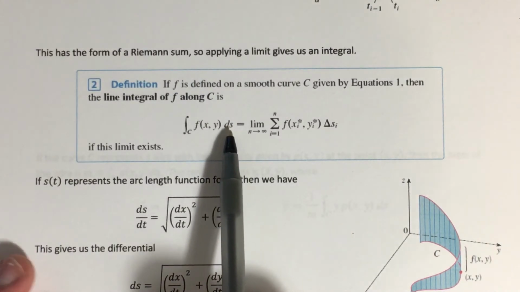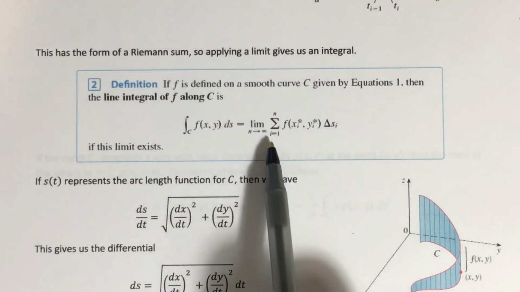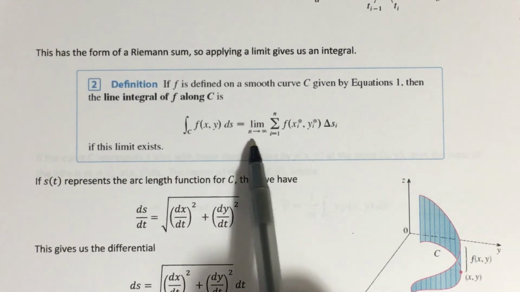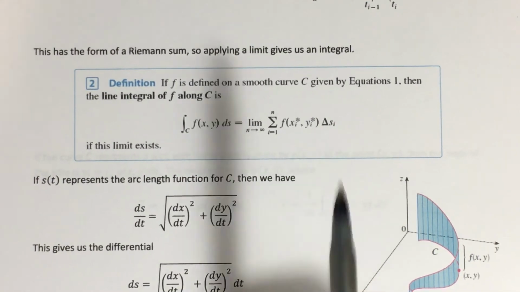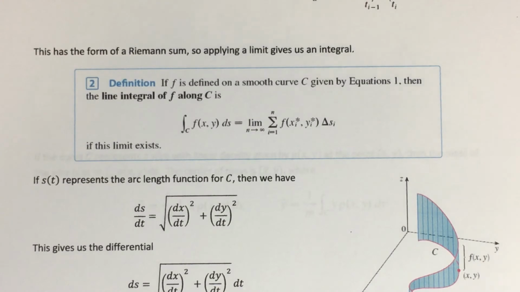This is important. We do a lot with this idea of the differential with respect to arc length. In fact, we'll do a little bit right after this definition. But this integral comes from the limit as n goes to infinity of that Riemann sum that we just talked about.